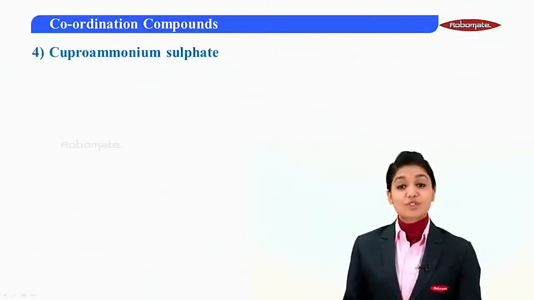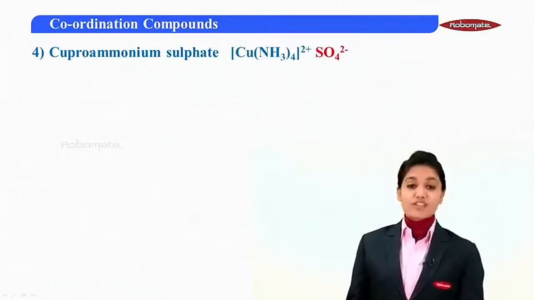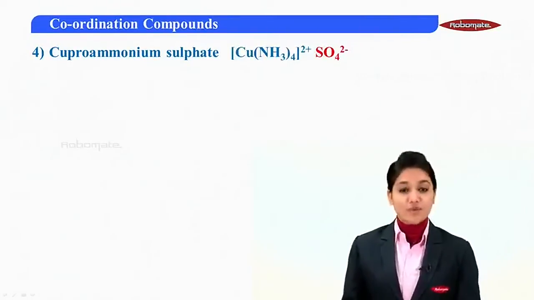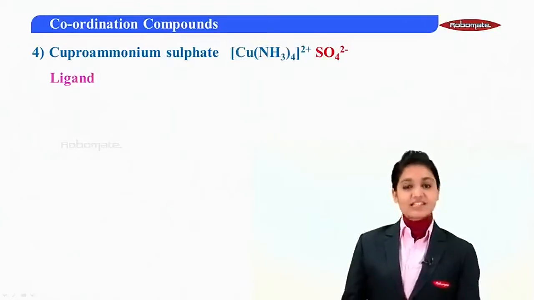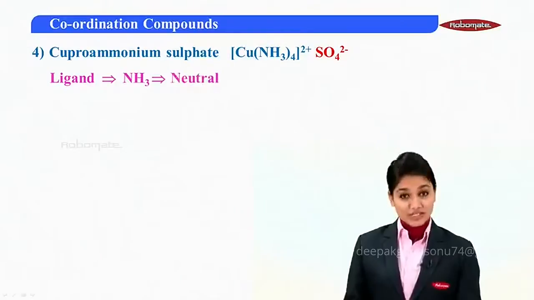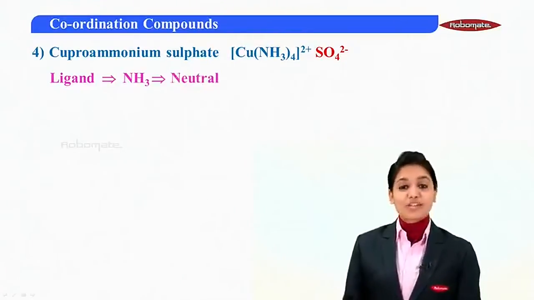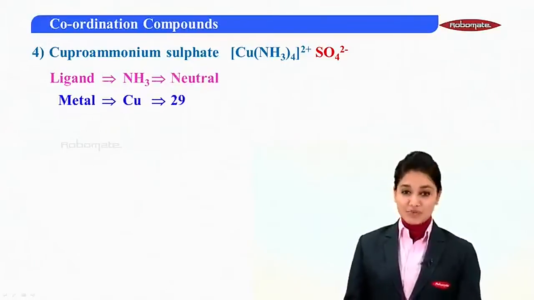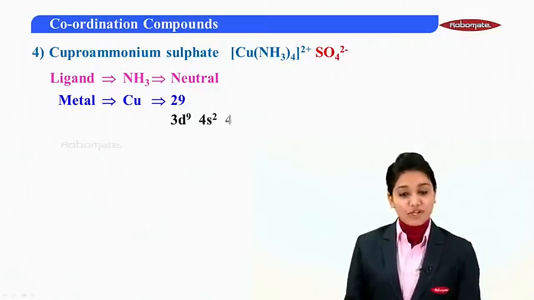Taking the example of cuprammonium sulfate, which is represented with the help of the formula [Cu(NH3)4]SO4. In this case, the ligand is NH3, that is ammine, and it is a neutral ligand. That means the charge present on NH3 is 0. The metal here is copper with atomic number 29, which makes the configuration 3d9, 4s2 and 4p0.